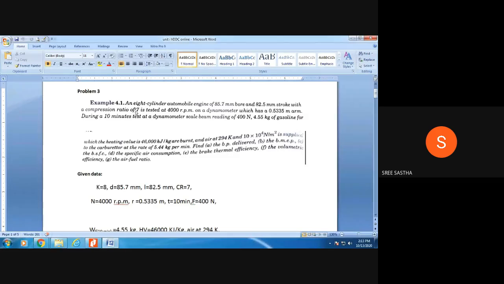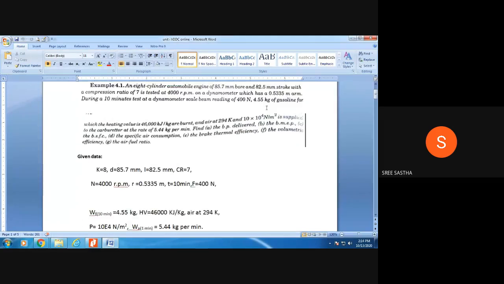Compression ratio 7 is given. Whether we use this data while solving, you will know. Sometimes even though we do not use that data, they give it in the problem in order to confuse you. So the compression ratio is 7, tested at 4000 rpm, so engine speed is 4000 rpm. The dynamometer radius is 0.5335, which will be used for finding torque. For a time period of 10 minutes, force is 400 Newton.